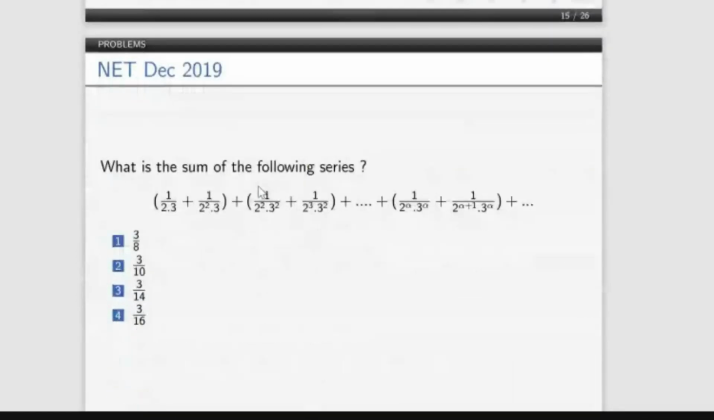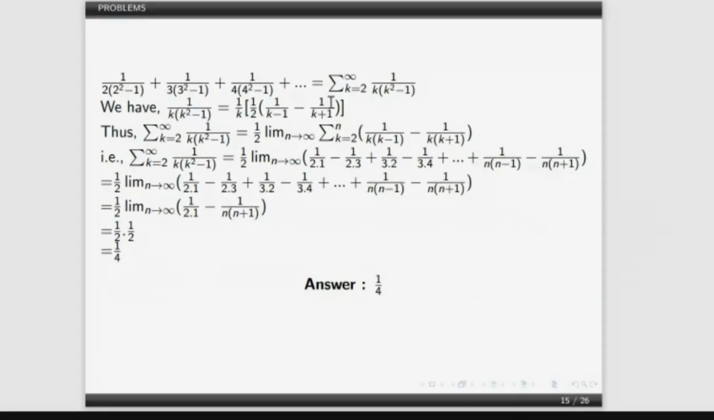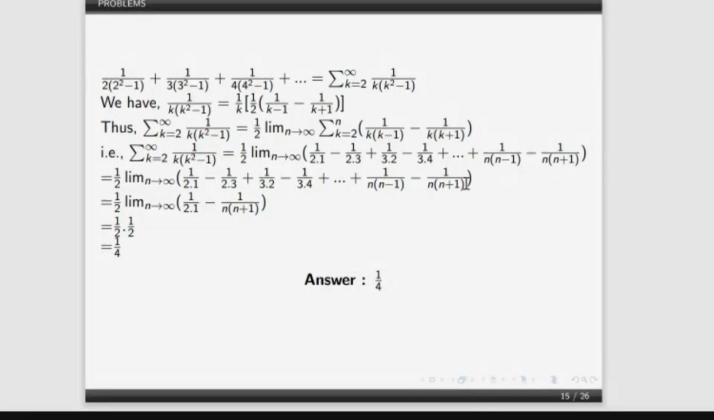Ma'am, is that a telescoping series? Telescoping series, yes. Individually, these are telescoping series. That is 1 by k into k plus 1. It is telescoping in nature. Yes. But here we cannot apply that idea directly.